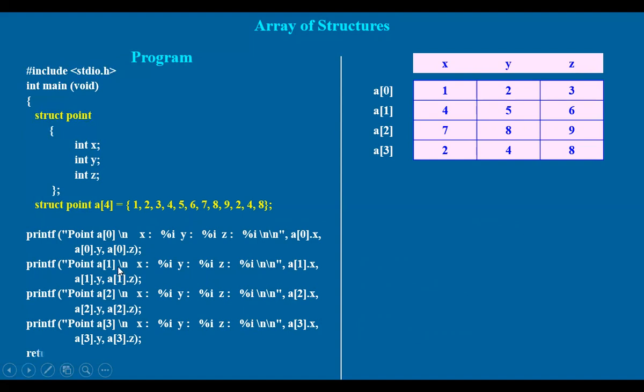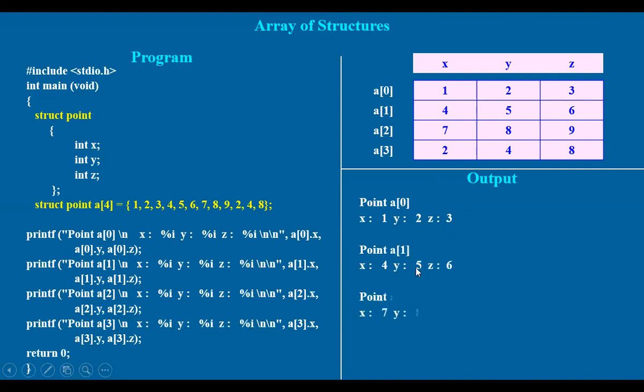Now we want to see how the result will be. The data will be assigned in the same fashion as we have discussed. If you observe the output, the first variable A0 in this array has the values 1, 2, 3. Second, 4, 5, 6. Third, A2, 7, 8, 9. And the last one, 2, 4, 8. This is the way the values are assigned.